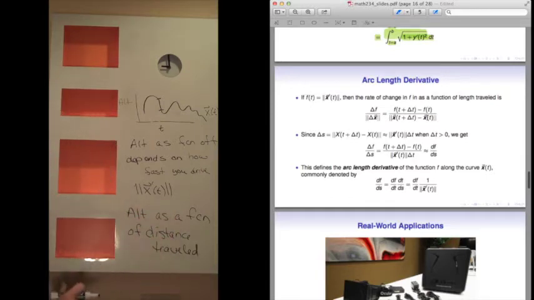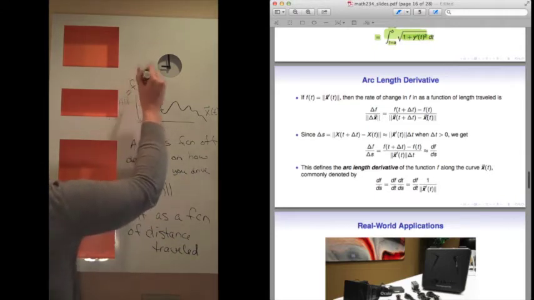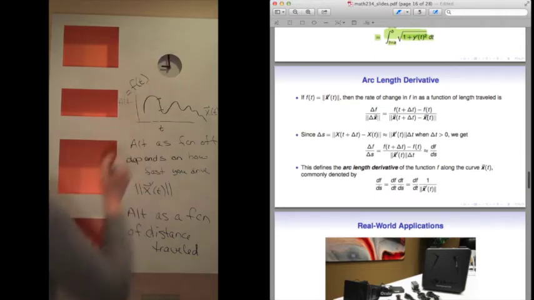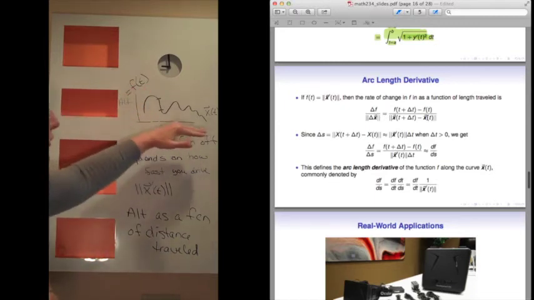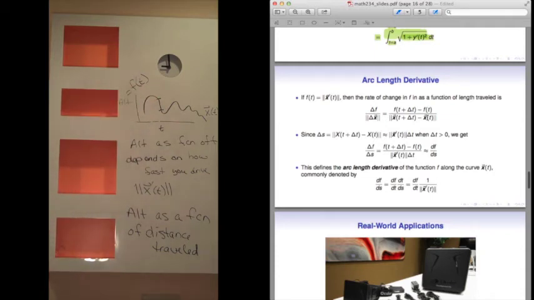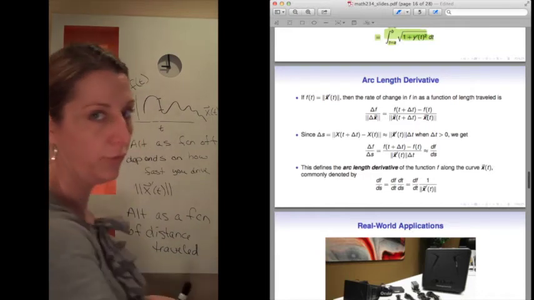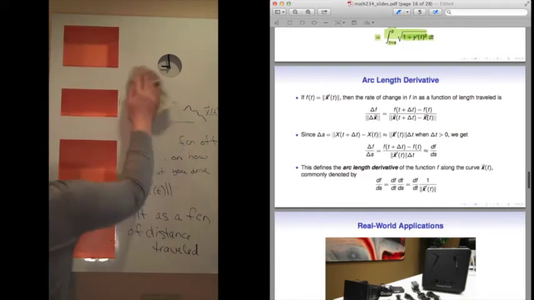Altitude as a function of distance traveled is related to a more general notion that we would call the arc length derivative. So we're looking at the change in some function, in this case altitude. So altitude is sort of our f of t. We'd like to know how that changes as a function of time and how it changes as a function of distance. Those are two different but related things, and we'll learn the formula that's going to help us relate them.